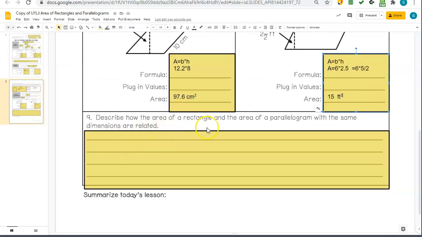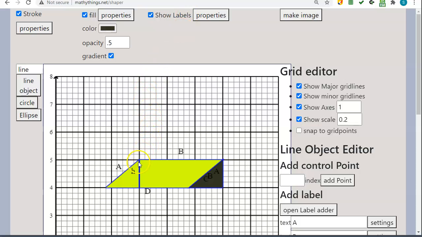Now, describe how the area of a rectangle and the area of a parallelogram with the same dimensions are related. They have the same area, if they have the same base and height. Now, the dimensions that we're talking about are the base and the height. There are lots of parallelograms with the same base and height that are actually different parallelograms.